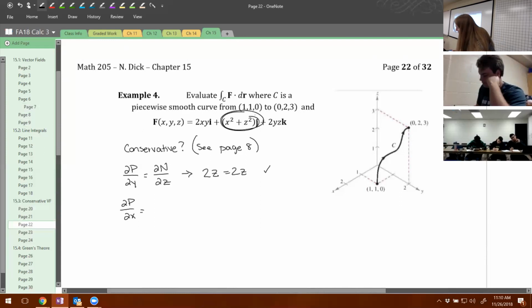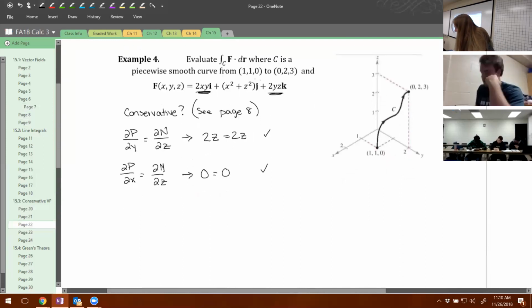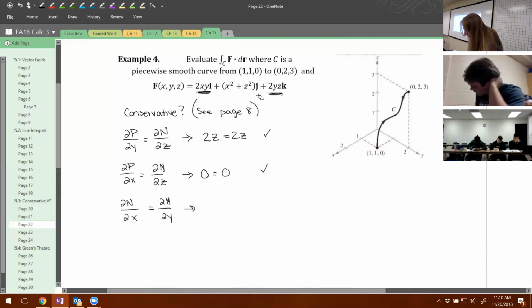Then we're checking the partial of p with respect to x, and seeing if that equals the partial of m with respect to z. So p with respect to x is 0, and m with respect to z is also 0, so good. So far, so good. And the last pair we want to check is the partial of n with respect to x and the partial of m with respect to y. So n with respect to x is 2x, and m with respect to y is also 2x, so we're good.